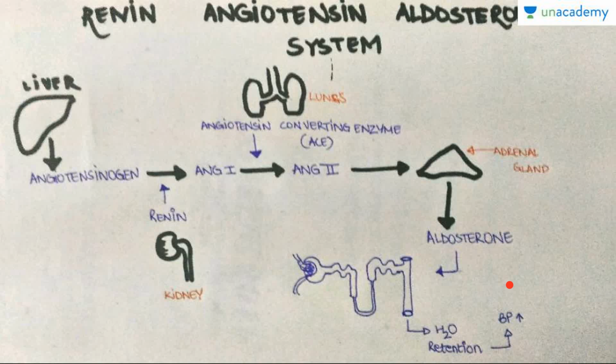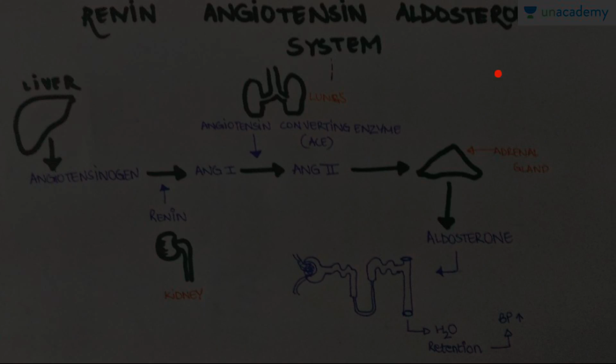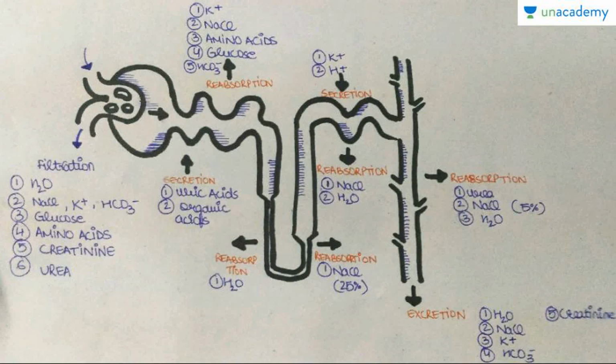So that was about the renin-angiotensin-aldosterone system. Hormonal information is important because all these hormones tend to control the filtration rate. All right, so let's move on to the basic physiology.